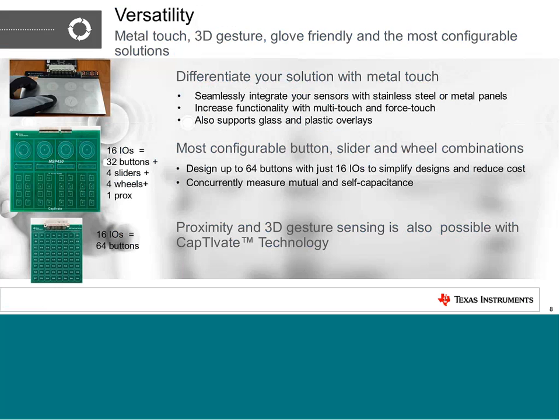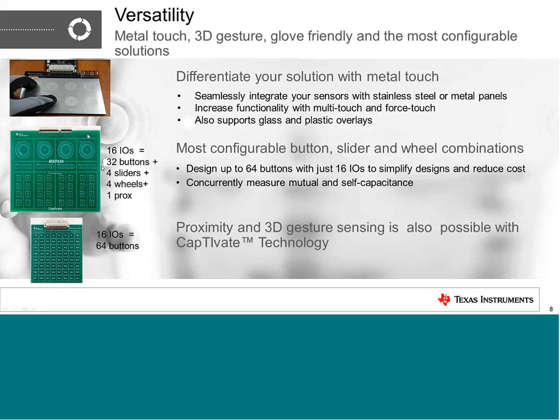Let's move on to versatility. When we talk about versatility, we basically put a chip together that allows you to do various things with the same chip. So over here, we are talking about differentiated solutions with metal touch. So far, the popular ones for capacitive touch are glass and plastic overlays. We are able to actually go to metal overlays with CapTIvate.